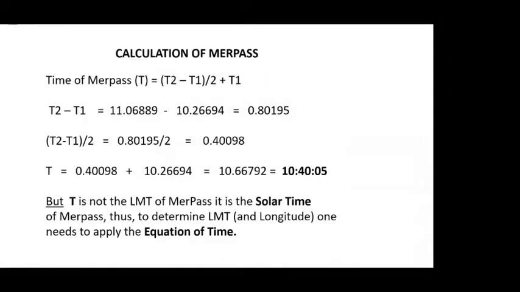Calculation of meridian pass: the time of meridian pass is (T2 minus T1) divided by 2, the average amount, plus T1. The calculation is done over there, and we work out that the sun actually passed at 10:40:05 over our meridian. But this is not the local mean time of meridian pass. Life is not that easy.